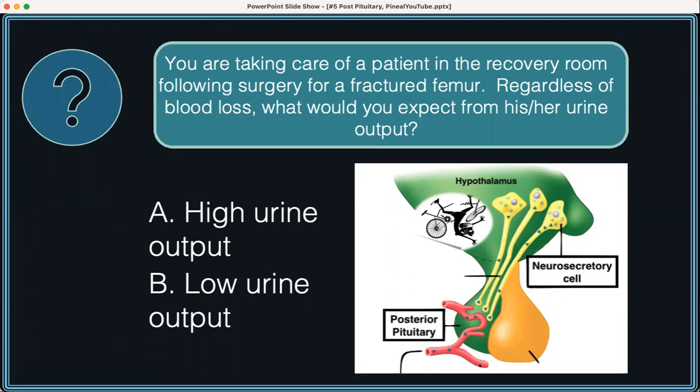How this relates to patient care. You're taking care of a patient in the recovery room following surgery for a fractured femur. Regardless of the blood loss and how much fluid replacement they got in surgery, what would you expect their urine output to be? Would that be high urine output or low urine output? The answer is low urine output because the ADH is being released, and so the urine output may not be as high as you would expect. Usually within 24 hours, you see patients start to diurese.